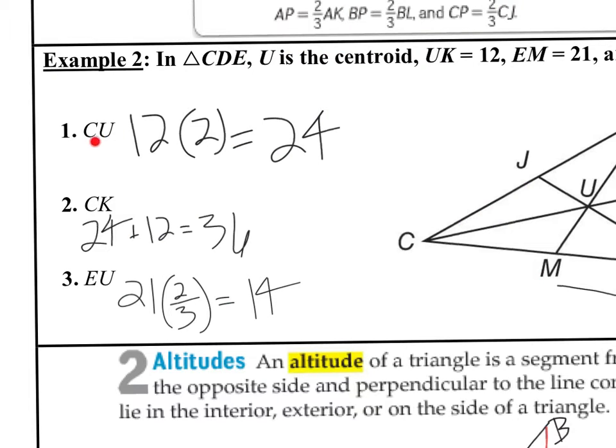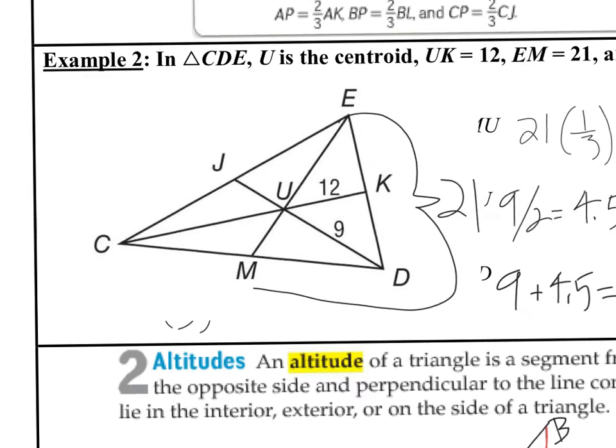So looking at the first part of this example, we're identifying what CU is. And so I wrote CU is 24, and I did 12 times 2. So let's look at why I did that.